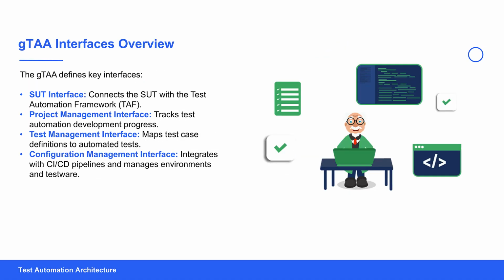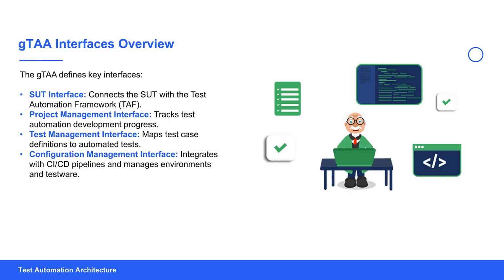The Generic Test Automation Architecture, or GTAA, outlines several critical interfaces that are essential for ensuring seamless interaction between the test automation framework and the various systems it connects with. Let's start with the SUT interface. This interface is responsible for managing the direct connection between the system under test and the test automation framework. It's crucial because it dictates how well your automated tests can interact with the actual system, whether it's accessing data, triggering events, or verifying outcomes.